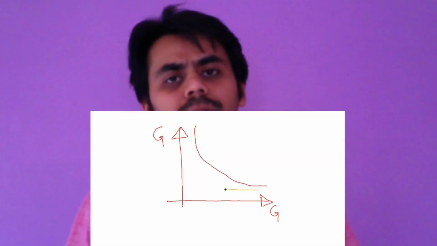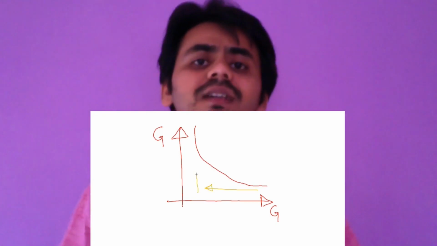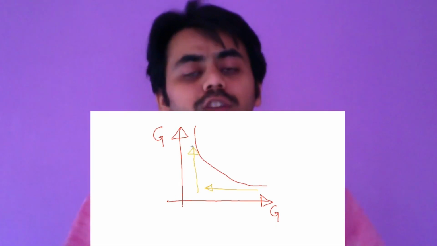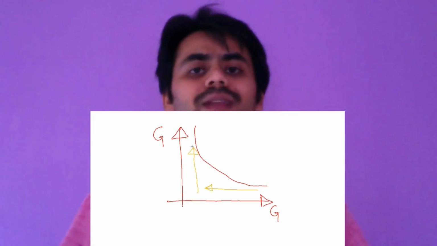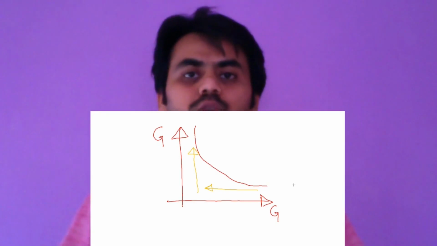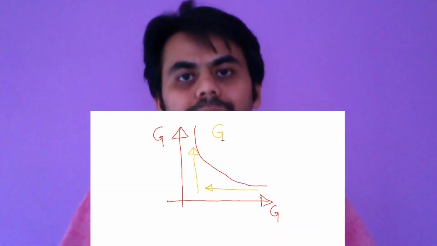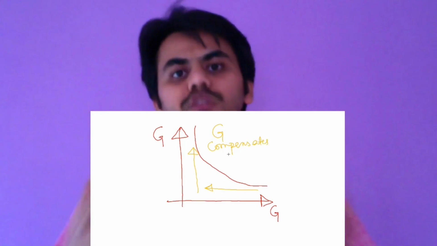Here you can see that if I decrease the x-axis good, I will have to compensate with the y-axis good, because both are goods. If I decrease one good, I have to increase the other good. That happens when you have two goods in your consumption bundle.